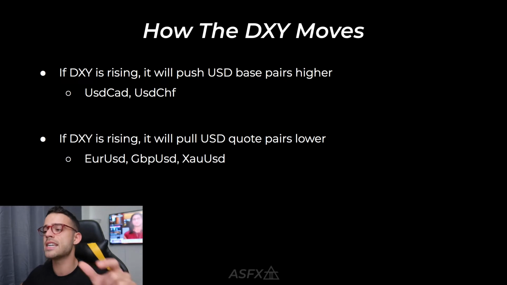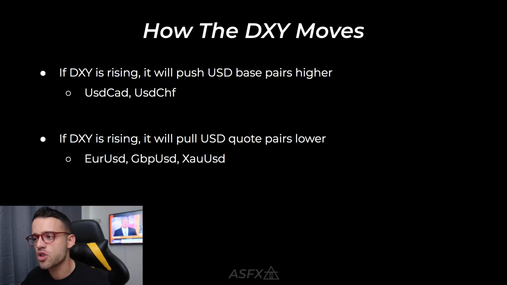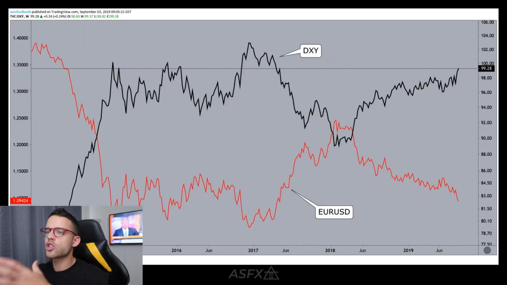So Euro USD, GBP USD, XAU USD, any of those USD pairs on the back end, as I like to refer to it, are going to get pushed lower as DXY is rising, because the USD is on the back end. Makes sense? So here we can just look at a few charts.